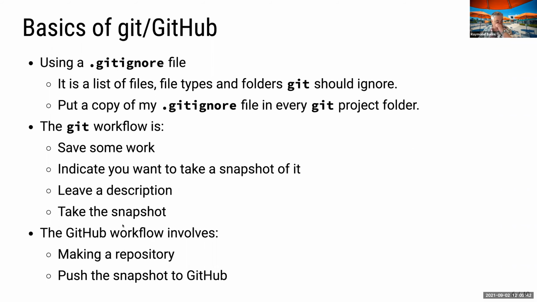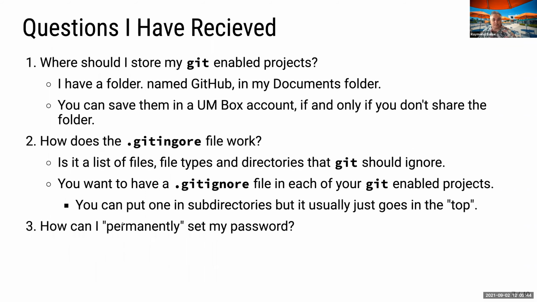I've gotten some feedback and I've gotten some questions, so let me hit the questions I've gotten so far. They were, where should I store my Git enabled projects? I have a folder called GitHub in my documents folder, and I put all of my GitHub related projects in that one folder. You can put it anywhere you want.